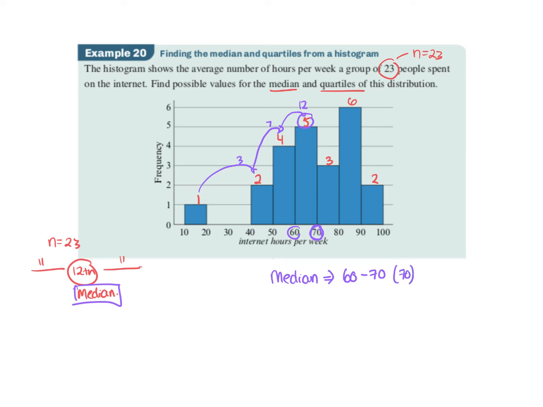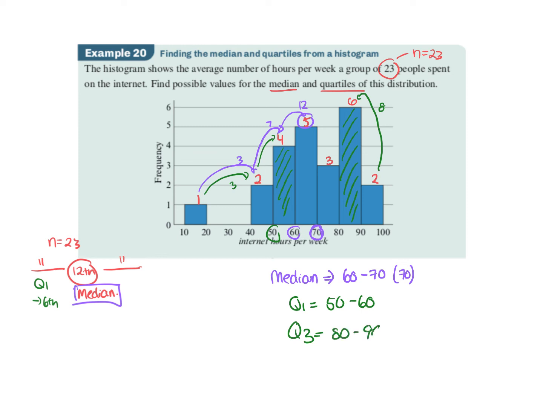Then we want to find Q1. Q1's going to be, again, the sixth one in. So if we go like this, we had 3, and then we add another 4, so that would be 7. So we know Q1 occurs in this one, somewhere between 50 and 60. Then we can go back 6, so 2 to there is 8. So somewhere in here is Q3, which occurs somewhere between 80 and 90.